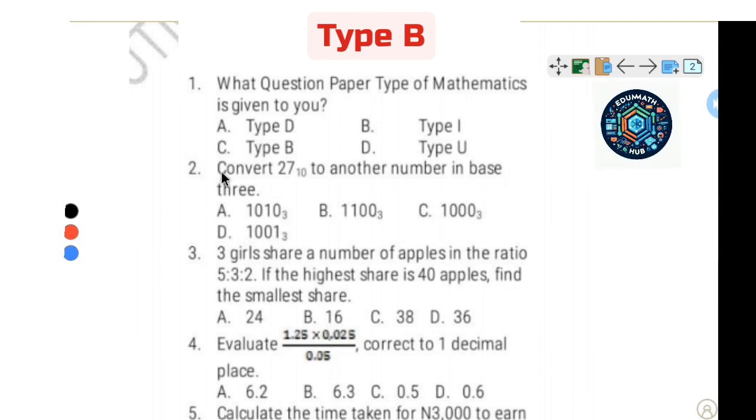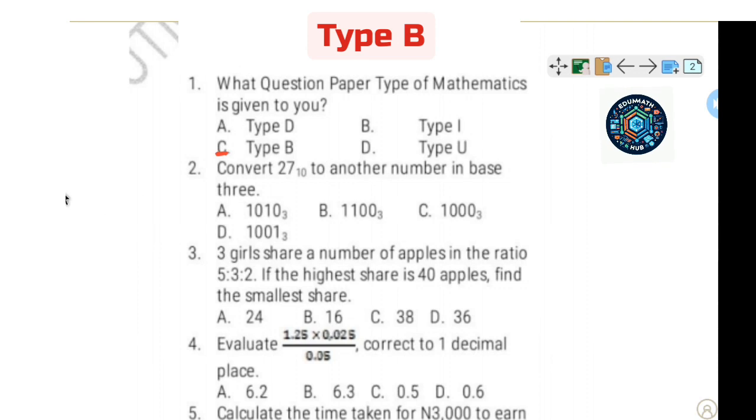So the first question here, we are told to indicate the type of mathematics question paper we are solving. So this question paper is type B. So let's go to your option and shade type B. The type of the question will be written on top of the question paper, so it's very obvious. Just go there, check it out, and shade the option.